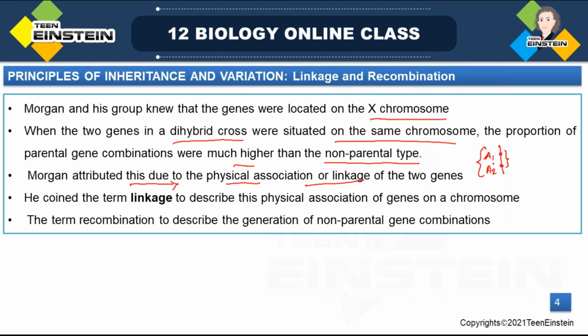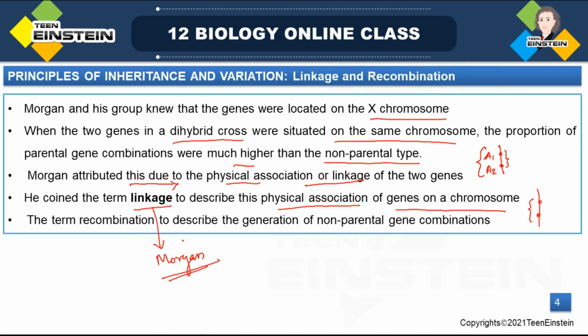So two genes are linked and they have a linkage, some kind of physical association, and they are on the same chromosome. So he coined the term linkage. The term linkage was coined by Morgan. Important question, MCQ. He coined the term linkage and described the physical association. Linkage is the physical association of genes on a chromosome. Suppose two genes are present on a chromosome. These genes have some kind of physical association. It is called linkage.